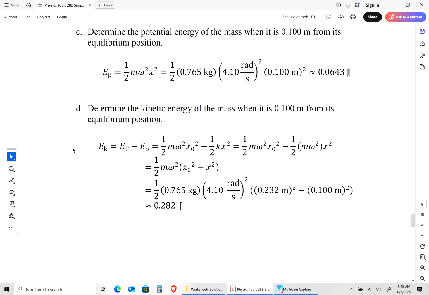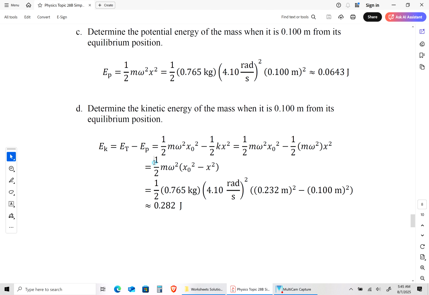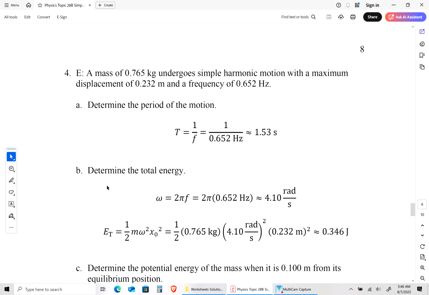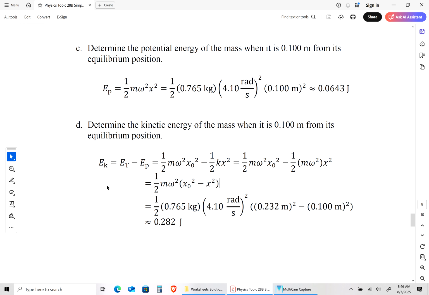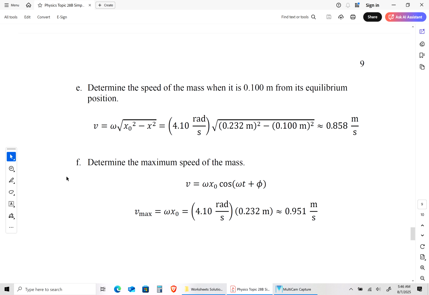Part D, determine the kinetic energy of the mass when it is 0.1 meters from its equilibrium position. So we have an equation for kinetic energy. And 0.1 meters from its equilibrium position means x is equal to 0.1. Part E, determine the speed of the mass when it is 0.1 meters from its equilibrium position. It says speed, so let's use a speed equation.